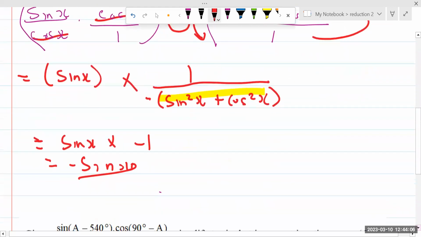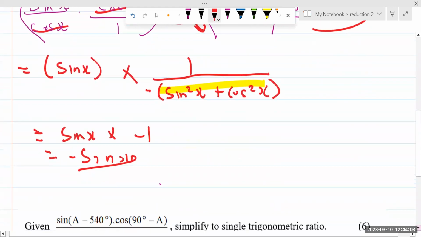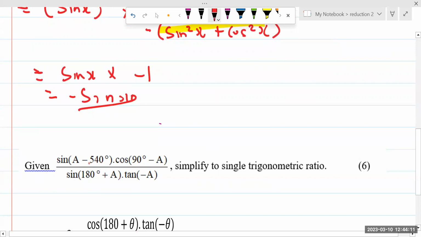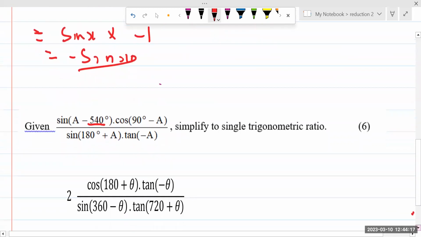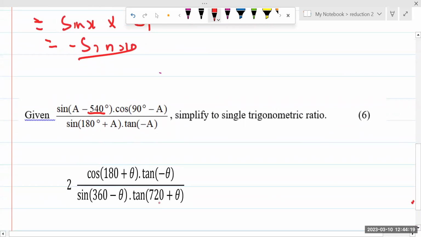So this question here is going to be lesson number 4. Now, in lesson number 4, we are dealing with things that are above the first period. So you will come and do the following. You will do number 1 and then number 2.